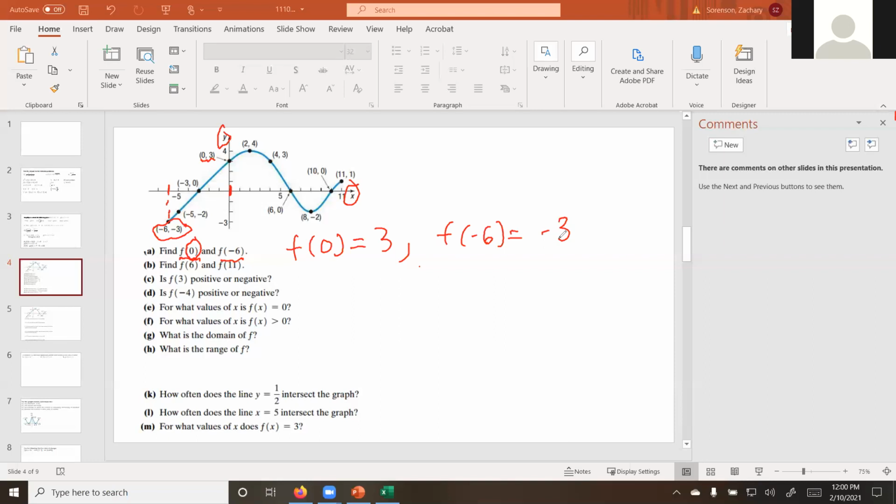Cool. So, finding f of 6 and f of 11 is a very similar thing. F of 6, 1, 2, 3, 4, 5, 6, right here is going to be 0. F of 11 is going to be 1. Nothing too shocking there, just kind of a double up of the question. This is A, this is B.